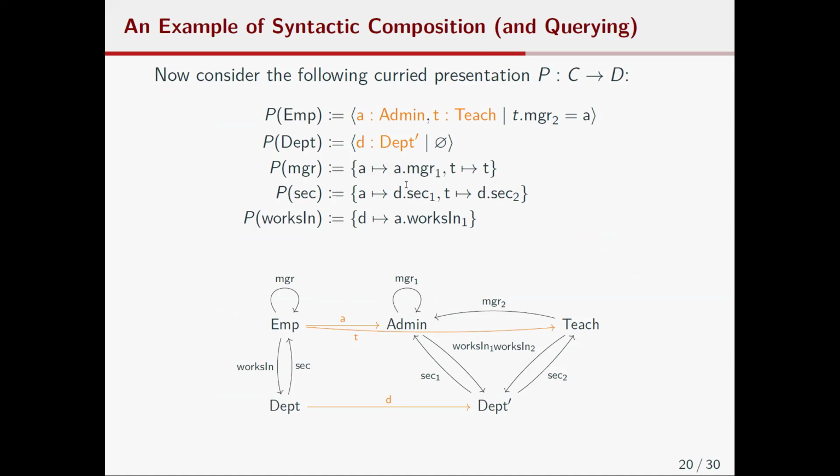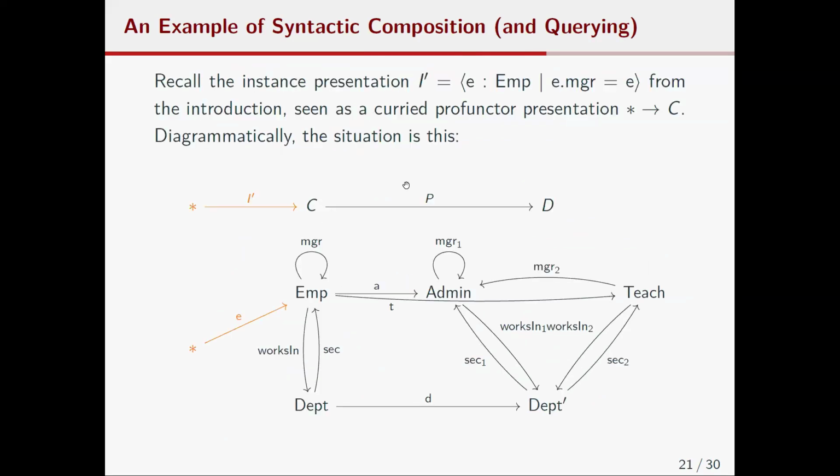I've actually included the generators in this pictorial form, even though this is not uncurried. This is defined in this way. And then you have to define some morphisms here. And then to showcase how you compose, let's go to the instance presentation that I showed you before, but now we see it as a profunctor. And then we can compose.